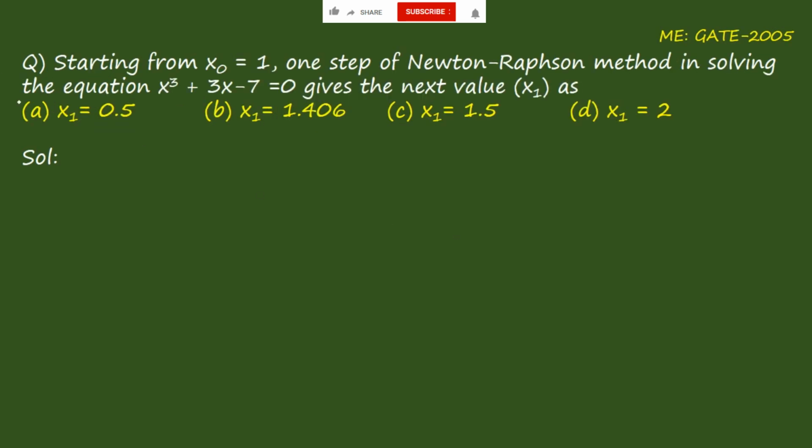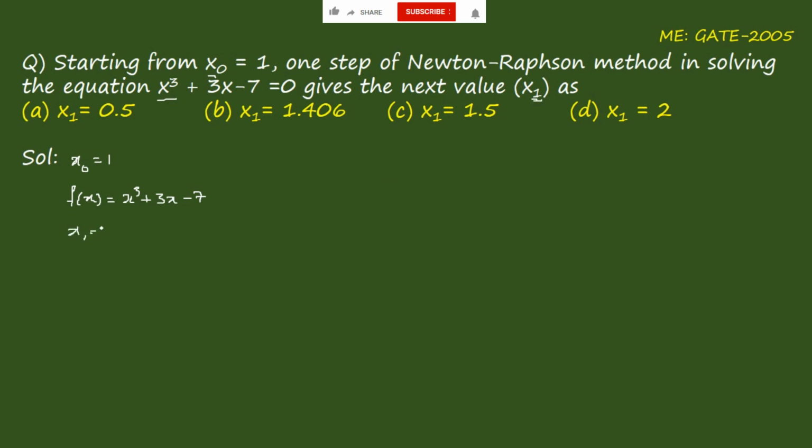The question is: starting from x naught is equal to 1, one step from Newton-Raphson method in solving the equation x cube plus 3x minus 7 is equal to 0, give the next value x1. They're given the initial condition x naught is equal to 1. Now we have to solve the equation, so we consider f of x is equal to x cube plus 3x minus 7.